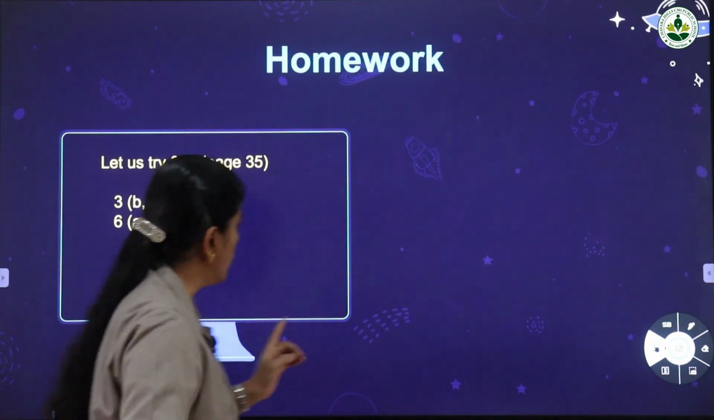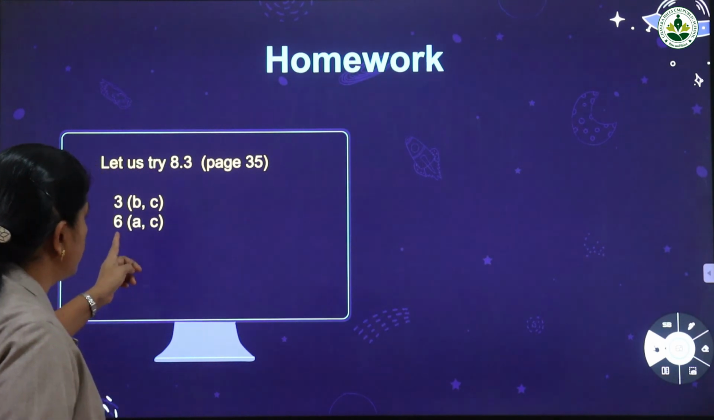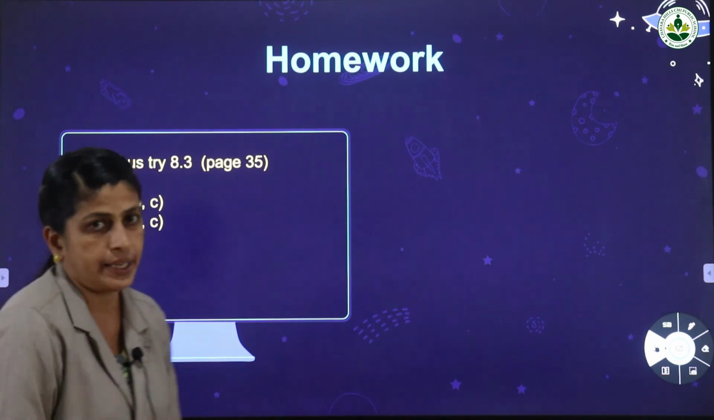And here is some homework. Let us try 8.3, 3 ABC and 6 AC.